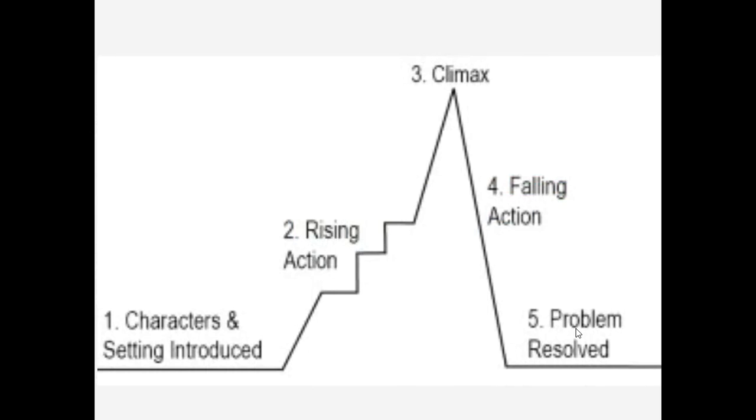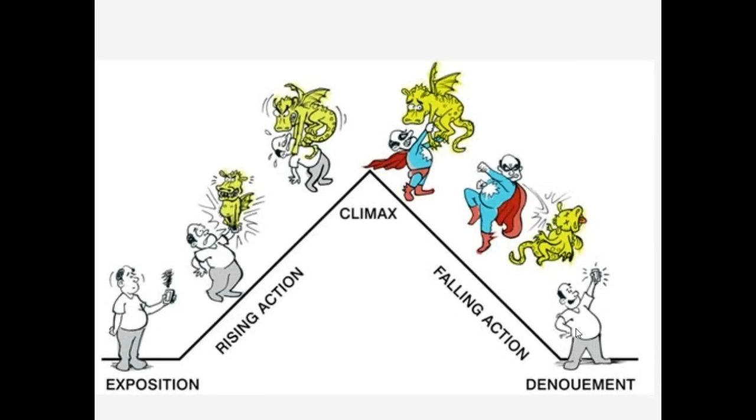So here you have your structure. On your note sheet, you're going to click on the structure and it's going to bring you into a Google Draw. And you're going to be adding in what those are. And so here is kind of where you have your characters, your rising action, your climax, your falling action, and your problem solved. So in your note page, you're going to be just adding your particular word. So we have exposition, rising action, climax, falling action, and denouement.